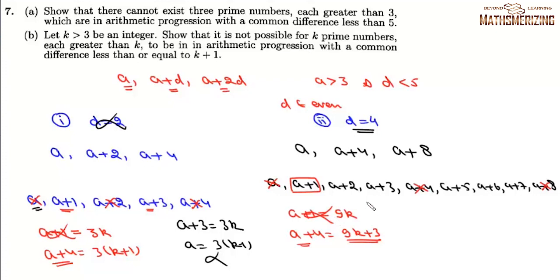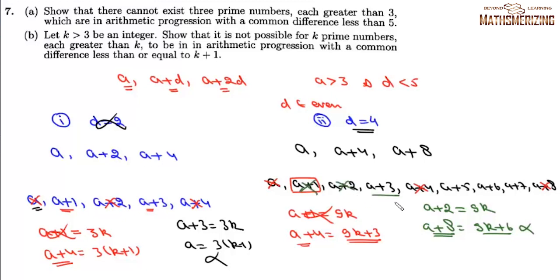Now we consider a plus 2 a multiple of 9. We can write a plus 2 equals 9k. Now if we add 6 to it, we can write a plus 8 equals 9k plus 6, which is divisible by 3. That means a plus 8 is divisible by 3, which again is not possible since a plus 8 is a prime number. So it cannot be a plus 1, it cannot be a plus 2.